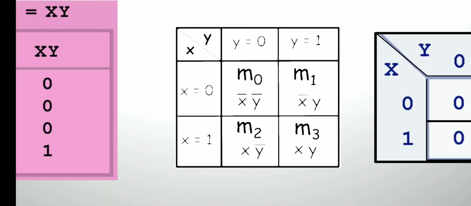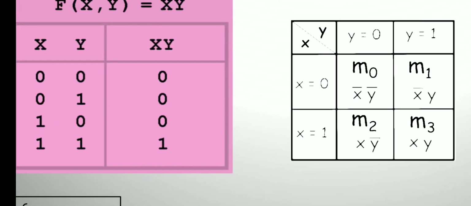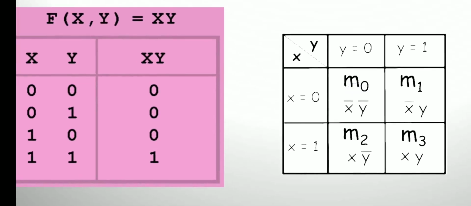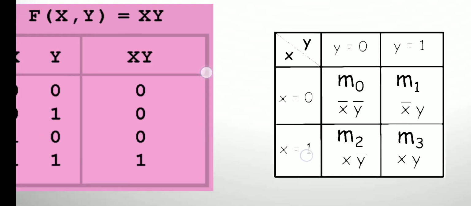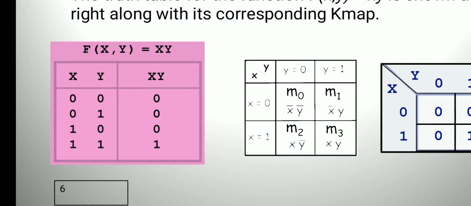Therefore, in this K-map, there are 4 cells. These 4 cells contain each minterm. First row and first column, here x is equal to 0, y is equal to 0. The minterm is represented by M0. When x is equal to 0, y is equal to 1, the minterm is represented by M1. When x is equal to 1, y is equal to 0, the minterm is M2 for x y complement. When x is equal to 1, y is equal to 1, the minterm is represented by M3.